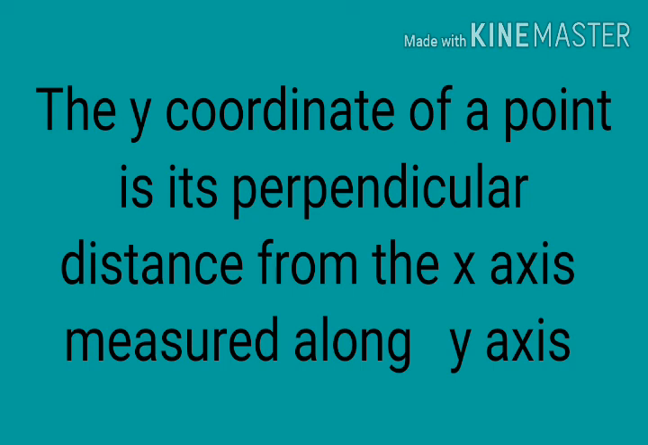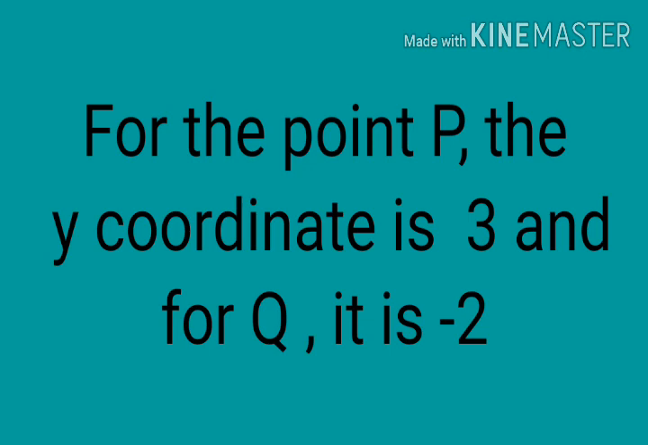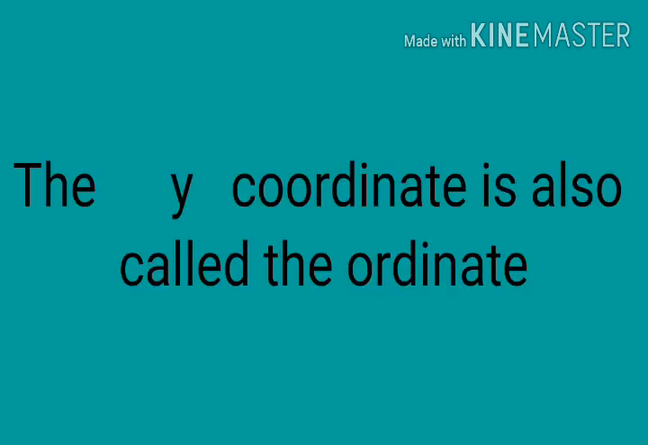In the same way, the y coordinate of a point is its perpendicular distance from the x-axis. Y coordinate means perpendicular distance from the x-axis. X coordinate is perpendicular distance from the y-axis. Okay. Then from the figure, what is the y coordinate of the point P? It is 3. Okay. Then what about Q? That is negative 2. Then the other name of the y coordinate is ordinate.